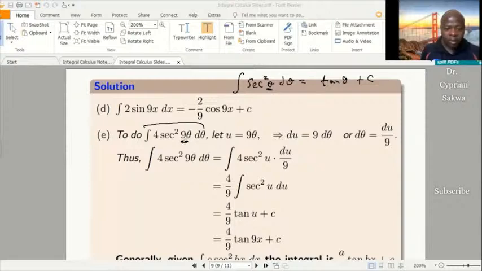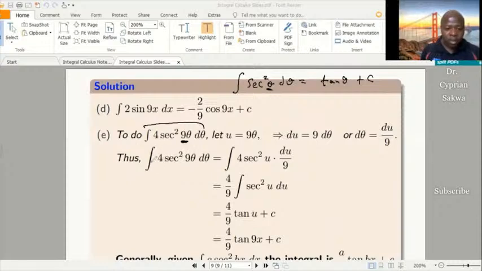The examples are now clear. We've already seen 2 examples above how we've been doing that. Whenever this is more than what we have here, or whenever it's different from what we have here, then we have to equate it to u. So let u be 9 theta. Differentiate both sides. You get du equals 9 d theta. Make d theta the subject of the formula, and you divide both sides by 9, and then you get d theta is du out of 9.